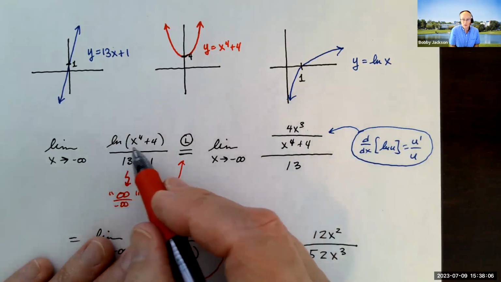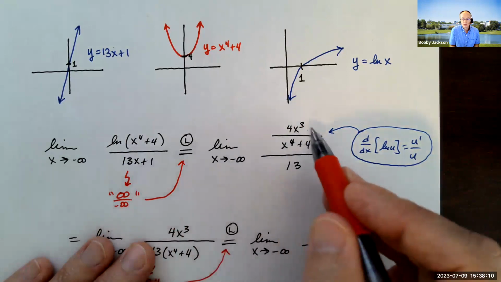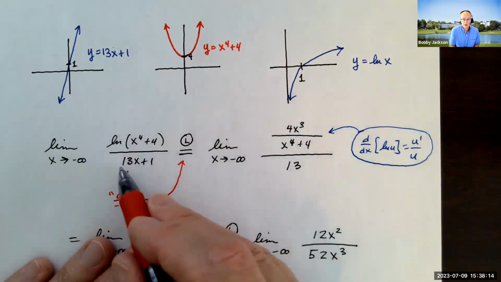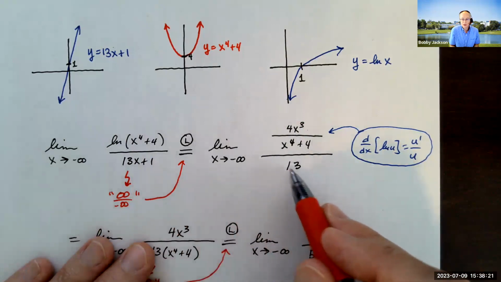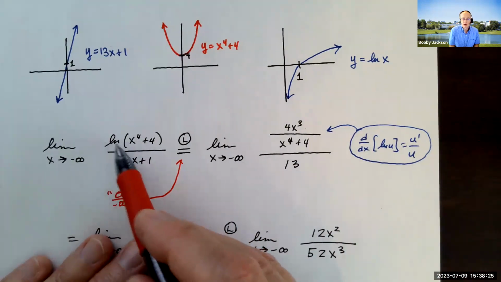So I have to take the derivative of the natural log of x to the fourth plus 4, do that on top, and the derivative of 13x plus 1. Well, let's do the bottom first. What's the derivative of 13x plus 1? Pretty easy. That's just 13. Derivative of 13x is 13, derivative of 1 is 0. So I just get 13 down here. Up top, I've got to take the derivative of the natural log of this quantity.